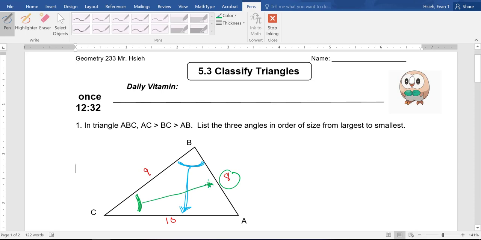This side here is the smallest side, and so this opening right here is the smallest opening. So if I'm trying to figure out the angles from largest to smallest, the largest angle, of course, would be angle B, which is opposite the biggest side. The next biggest would be angle A, which is opposite the next biggest side. And then the last one would be angle C. So angle C would be the smallest, and angle B would be the largest.